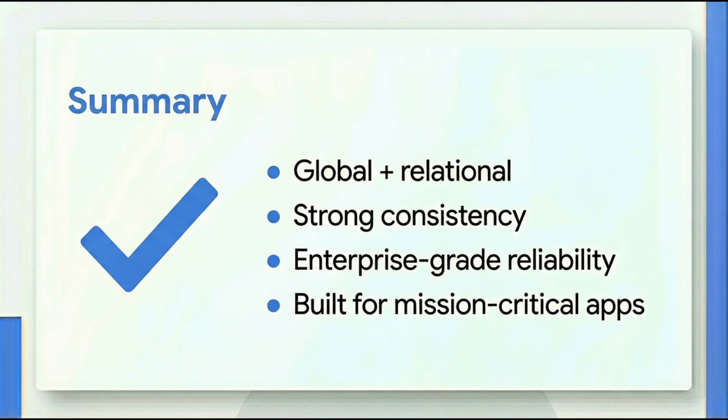To summarize, Cloud Spanner is a globally scalable, strongly consistent, relational database built for mission-critical workloads. If your application demands high availability, massive scale, and transactional integrity, Cloud Spanner is a top-tier choice. Thanks for watching.